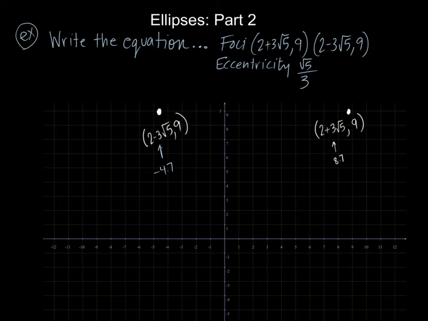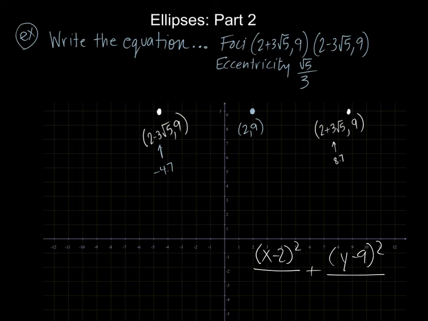But what I need to know is what's the middle of those two. And if one of them's 2 plus a number, one of them's 2 minus a number, then the middle is at 2, 9. The center is at 2, 9. So that gives me the majority of the numbers I need, well, at least half of them. My equation that I'm working on is going to be x minus 2 squared over something plus y minus 9 squared over something else equals 1. So I already know that much. I just have to figure out what are the x and the y radii.